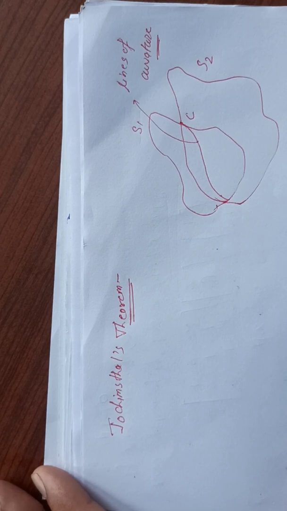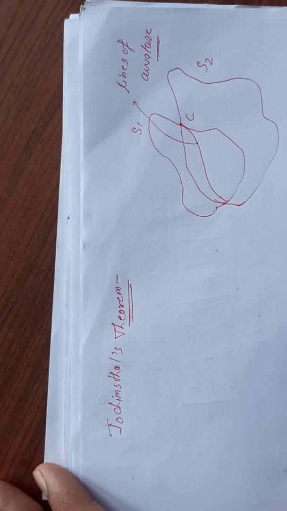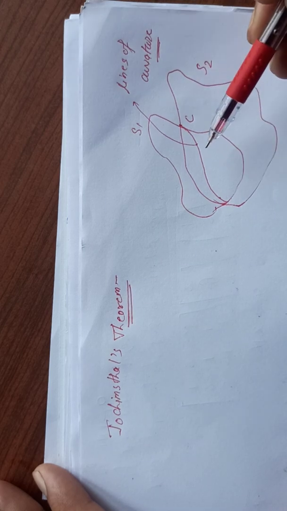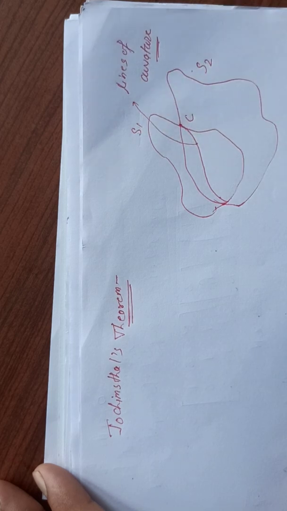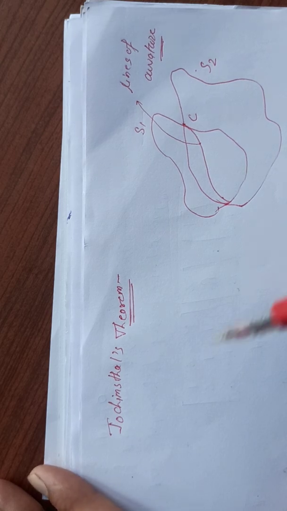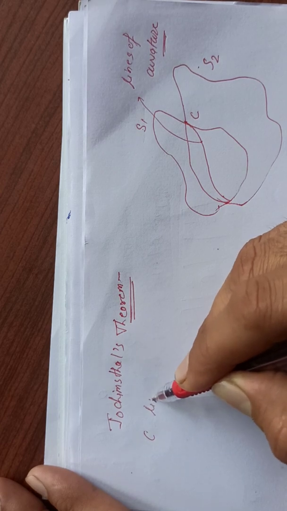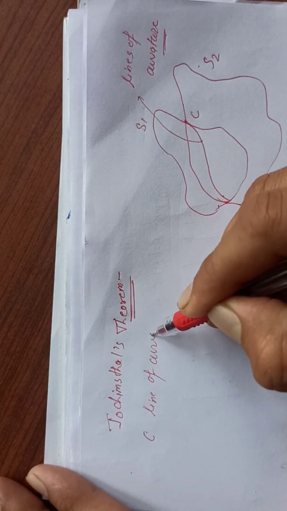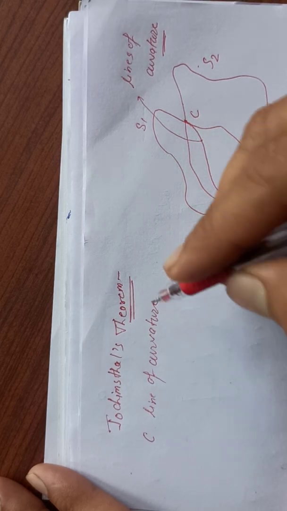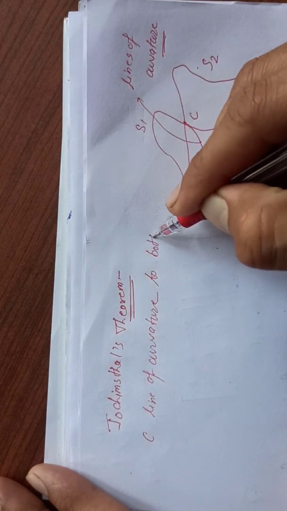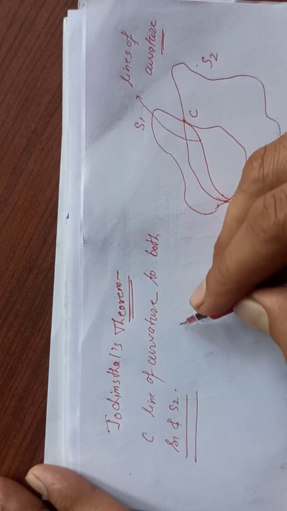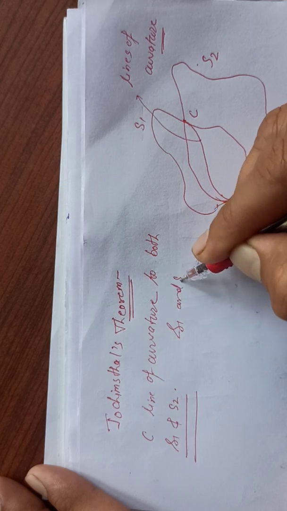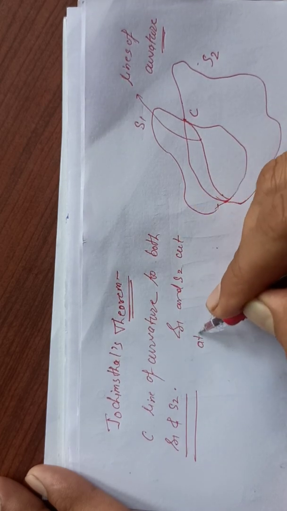So the next result is Joachimsthal's theorem. It states that if C is the curve of intersection of two surfaces, say S1 and S2, and if it is a line of curvature to both the surfaces S1 and S2, then the surfaces cut at a constant angle. That means C is given to be a line of curvature to both S1 and S2. Then these two surfaces S1 and S2 cut at a constant angle.